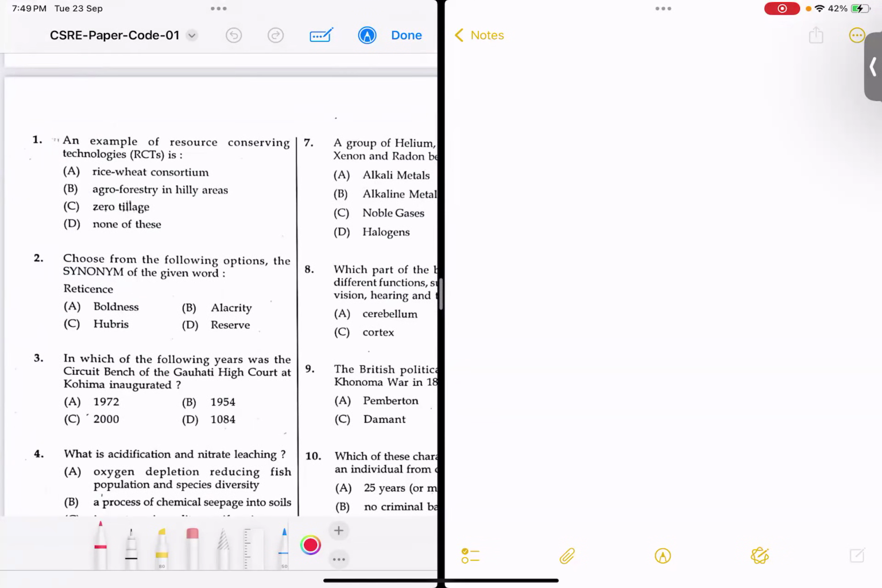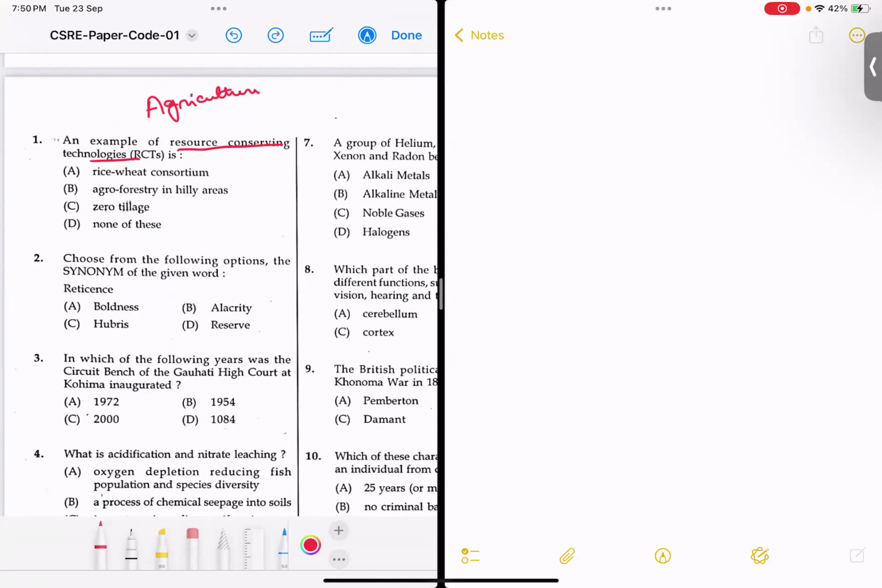So it says here, an example of resource conserving technology. Now, when it comes to resource conserving technology, these are primarily dealing with the concept of agriculture, okay? So it comes within the broader topic of agriculture. When we talk about this resource conserving technology, it deals with various types of methods or actions that we can undertake in order to minimize the wastage of resources in agriculture, or in order to protect the environment. So these are the various steps that we take under the resource conserving technology, okay?